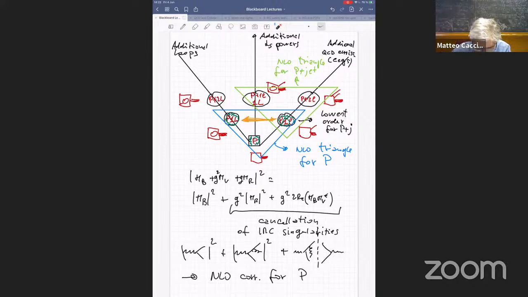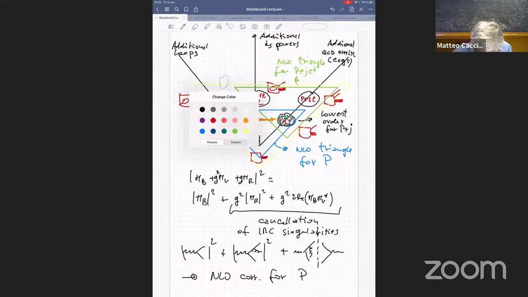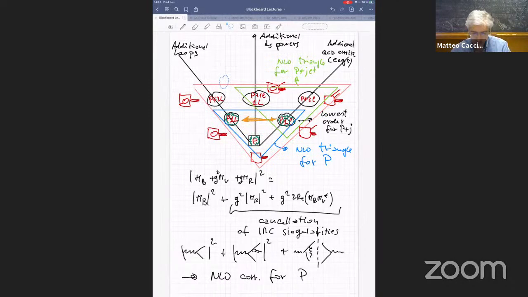And so at the end of the day, you would have yet another triangle, this thing is getting messy, apologies. So you would have yet another triangle here, which is an impossible color. Let me change this. What do I use? I use this one, okay? Yet another triangle. And now this is the next to leading order triangle for P. If you want to calculate next to leading order corrections, and again, it is always infrared and collinear safety that ensures that you can actually calculate it, this is what you need to do.